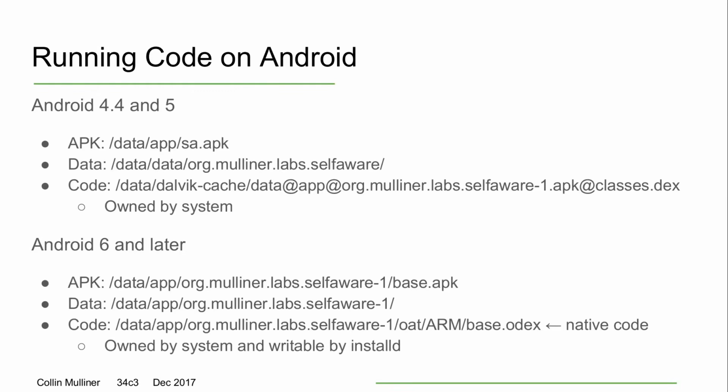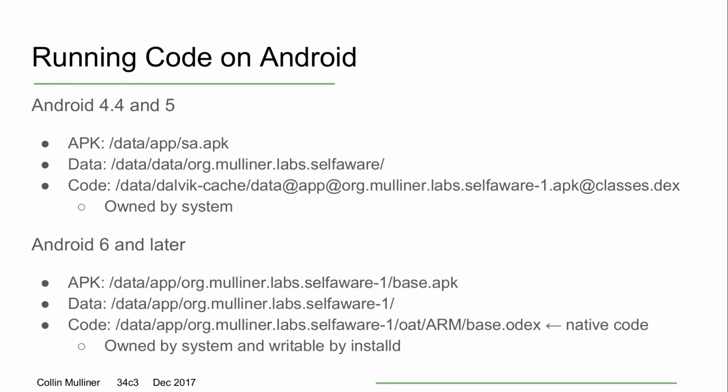On Android 4 and 5, you have the data directory, and under data you have app where your APK sits, and then you have the program data, and then you have the code in data Dalvik cache, and then a super long path file name, which is where the optimized DEX sits. On Android 6 and later, you have just your package directory, and in the package directory you have an APK, and you have the base ODEX file.